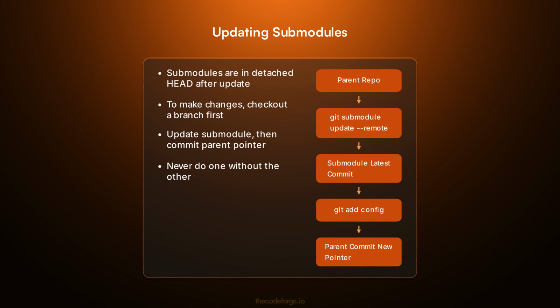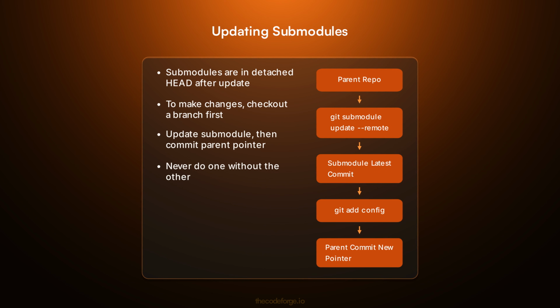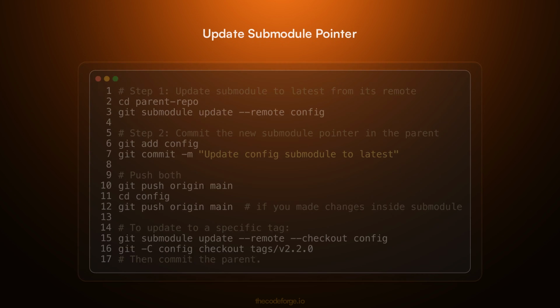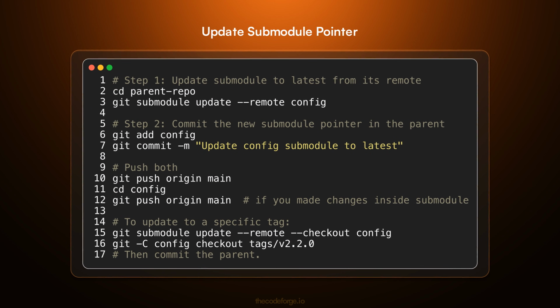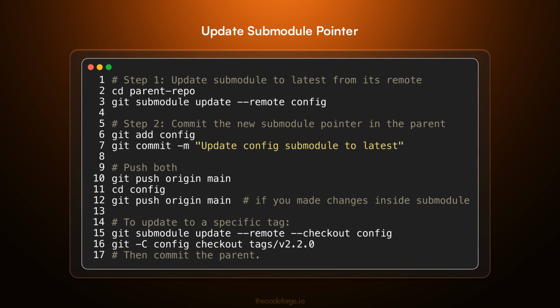Submodules are always in a detached HEAD state after git submodule update. That's by design. The parent controls the exact commit. But if you need to make changes inside a submodule, you must first check out a branch. The classic mistake: someone updates the submodule but forgets to update the parent pointer. To update a submodule, first run git submodule update --remote to fetch the latest commit. Then commit the parent repo to record the new hash. Always push both the parent and the submodule if you made changes inside it.